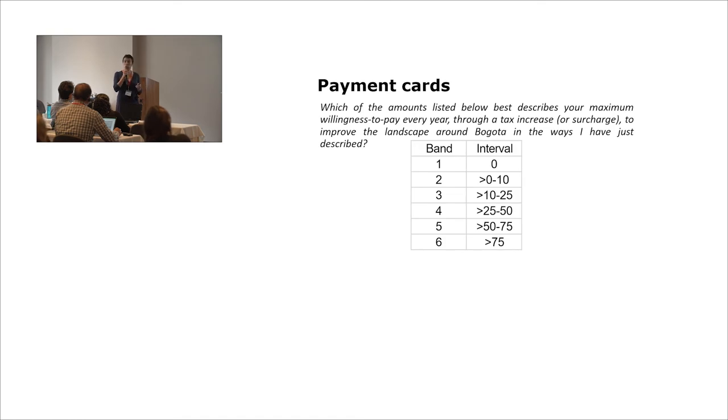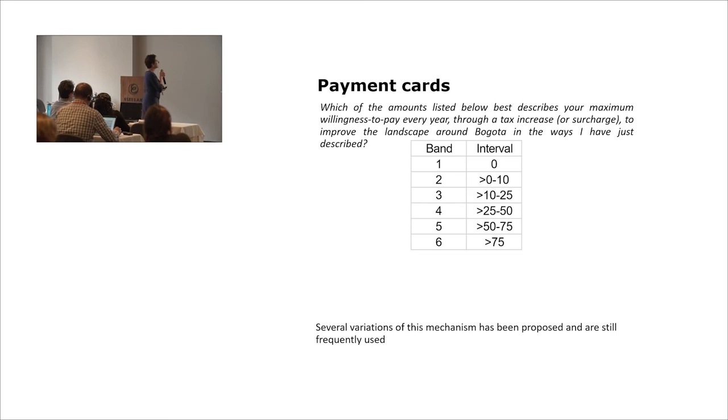Payment card, this is also very popular because it's a mixture. So in this case, again, I want to do some policy. Which of these ranges captures your willingness to pay? So now it's not fully open-ended, it's not a bidding game, and in theory I get your willingness to pay in a range. How to analyze the data, we can discuss later on, but it's not an issue. So this is a very popular mechanism.